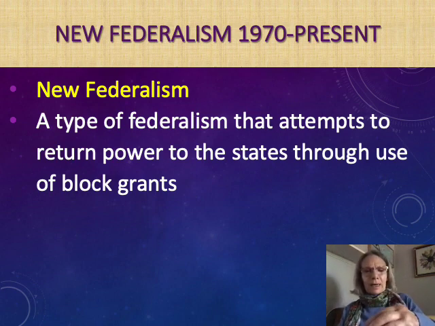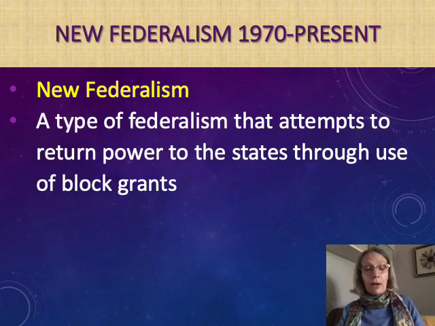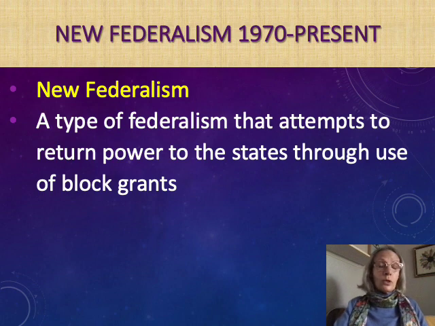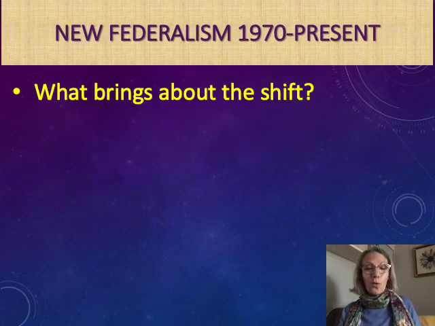Then you see a top-down heavy approach from the national government to the states. And in a way, this is sort of a return back to the traditional model, dual federalism, where it's an effort to reduce the power of the federal government, return power to the states, and also shrink the role that the federal government plays in our lives. So what brings about this shift to new federalism?